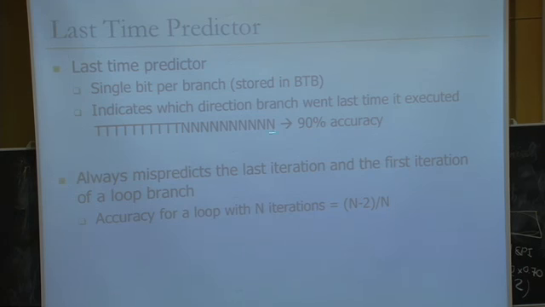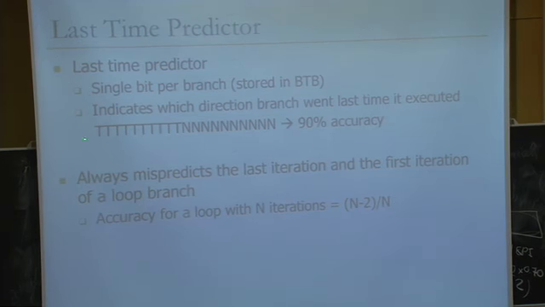And in this case, you'll get 90% accuracy, right? Why? Well, let's assume that you start out predicting the branch taken. You'll be correct until here. And when the branch is executed next, you'll predict it as, well, let me explain what this is. This is basically the execution history of the branch.